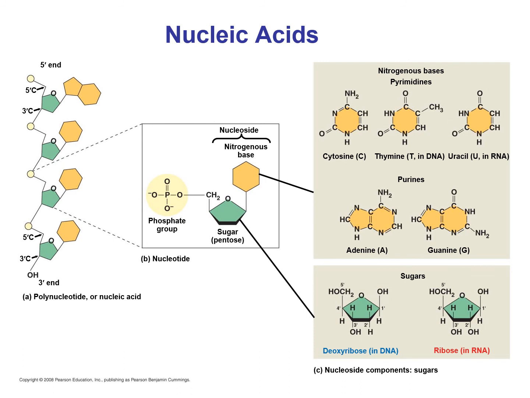We have a number of different nitrogenous bases. So in DNA, we have cytosine, thymine, adenine, and guanine. In RNA, instead of thymine, we have uracil, and then we have the other three. There are two types of sugar. In DNA, we have something called deoxyribose, and in RNA, we have ribose.